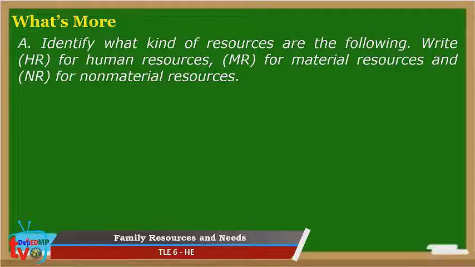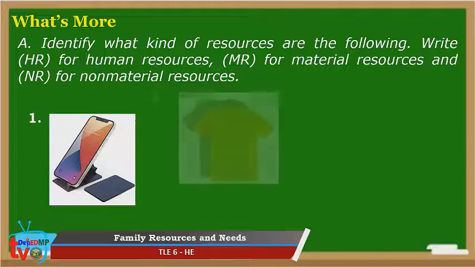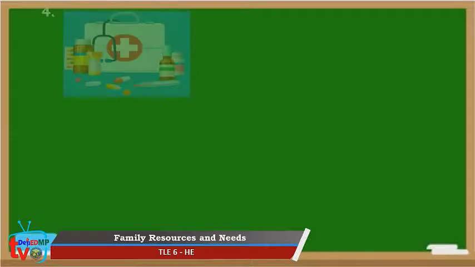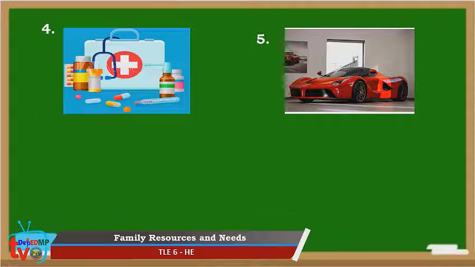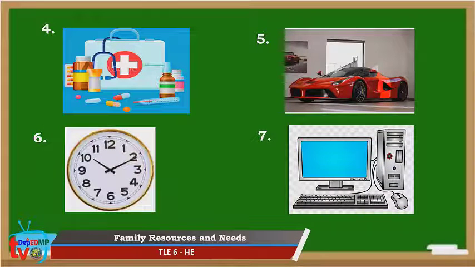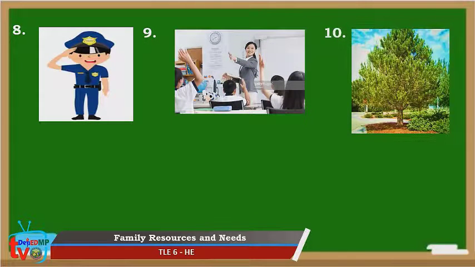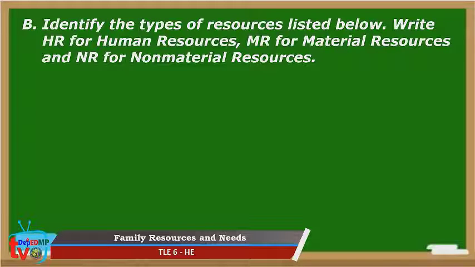Letter A, identify what kind of resources are the following. Write HR for human resources, MR for material resources, and NR for non-material resources. Letter B, identify the types of resources listed below. Write HR for human resources, MR for material resources, and NR for non-material resources.